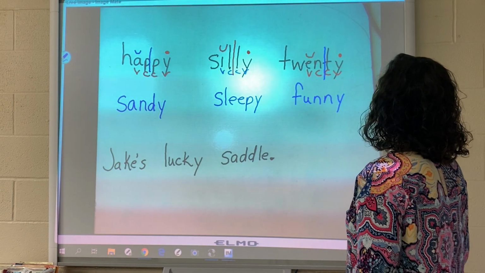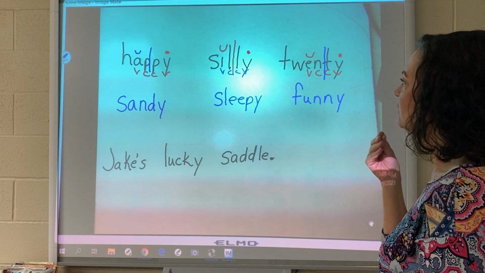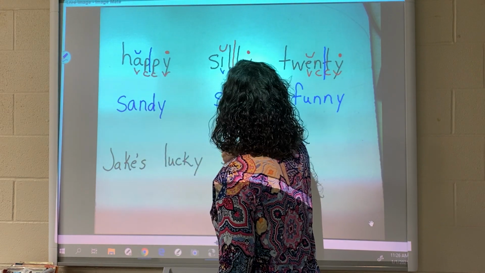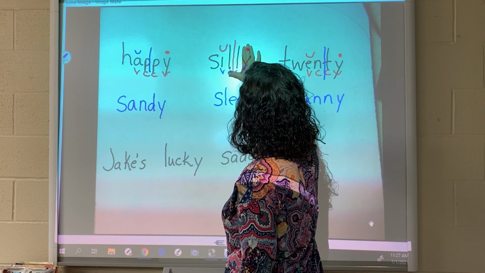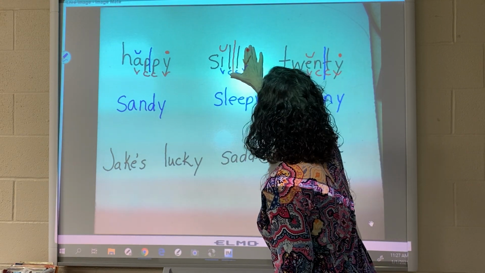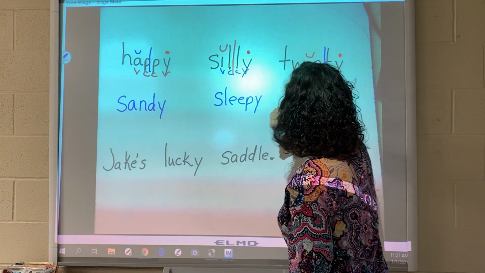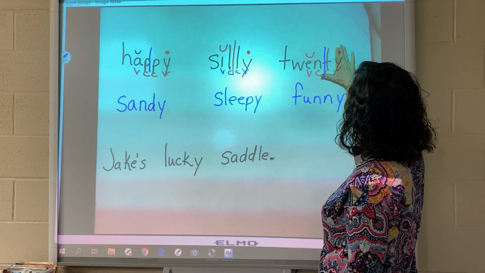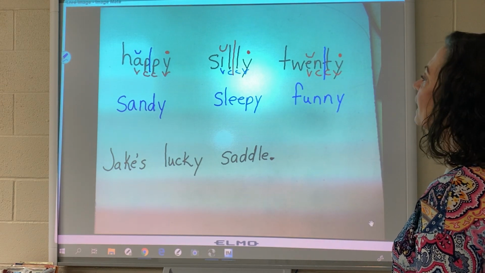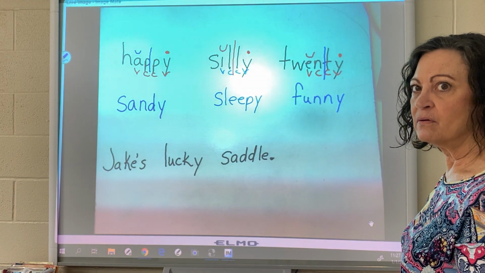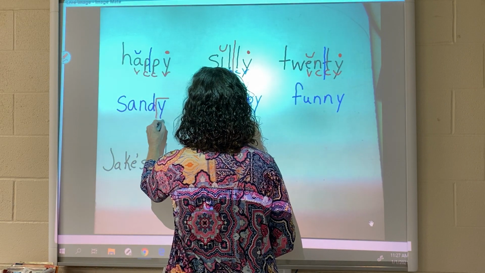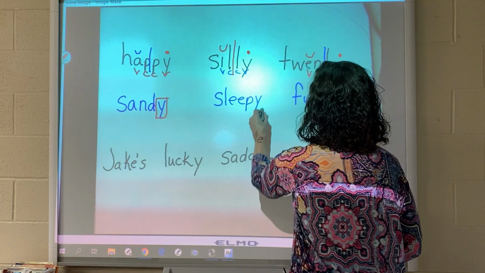Fun. So when that happens, you can see, I can go up here, and hap is not a word if I take the Y away. If I take the Y from this, sill is not a word. Well, sill could be a window sill, but silly means something else than a window sill. And if I take the Y away in this word, twent, that's not a word. Okay? So, if I see the root word, this is how I code it. I put a box around it, just like I've done all of my other suffixes.